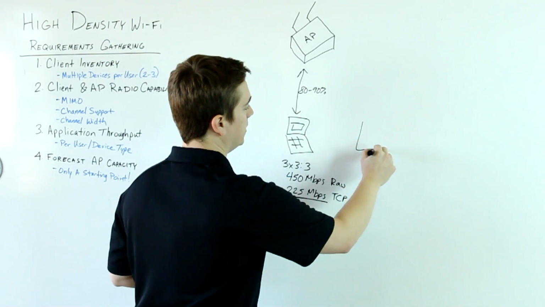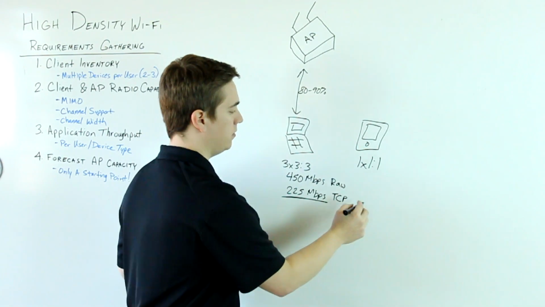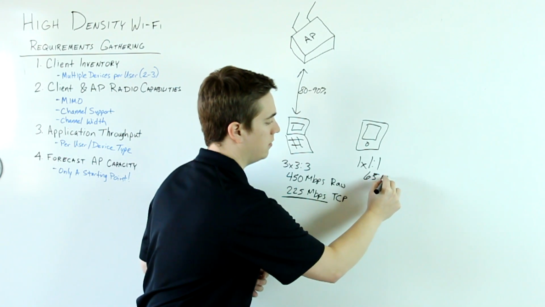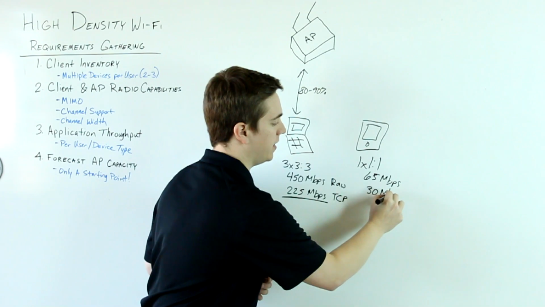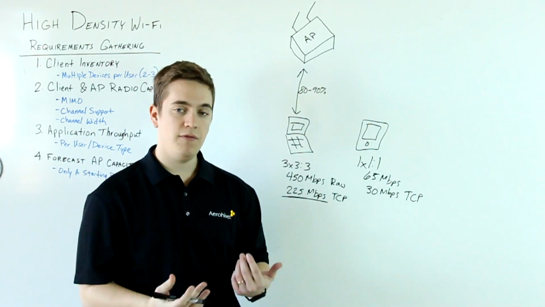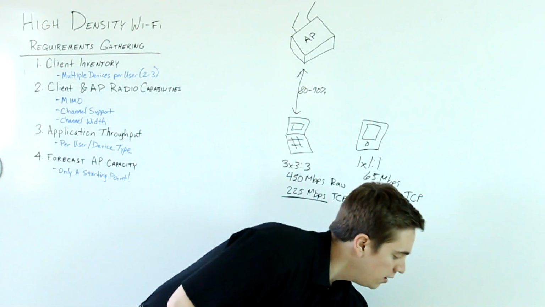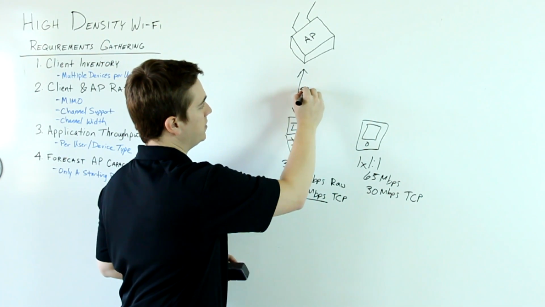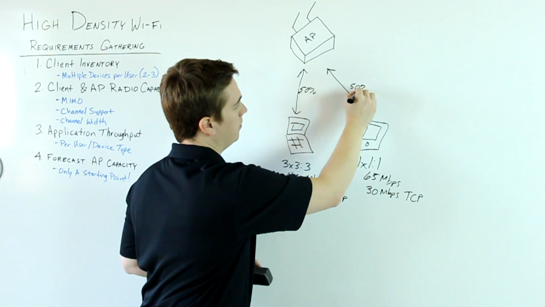So let's say we have a second device and it's a tablet device. This tablet is a 1x1 MIMO capable of 65 megabits per second raw. And that translates into, let's say, 30 megabits per second of actual TCP/IP throughput. Now, in an equal scenario where both devices have equal airtime, this will result in both getting approximately, let's say 50%, just to make it simple, airtime on that AP radio.